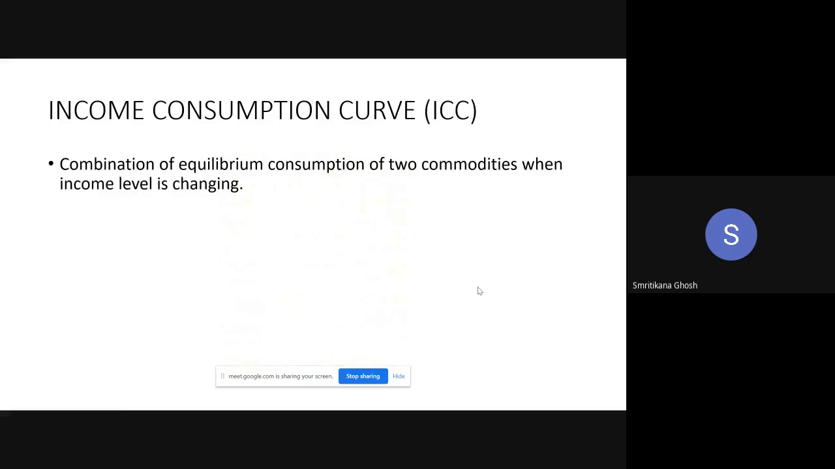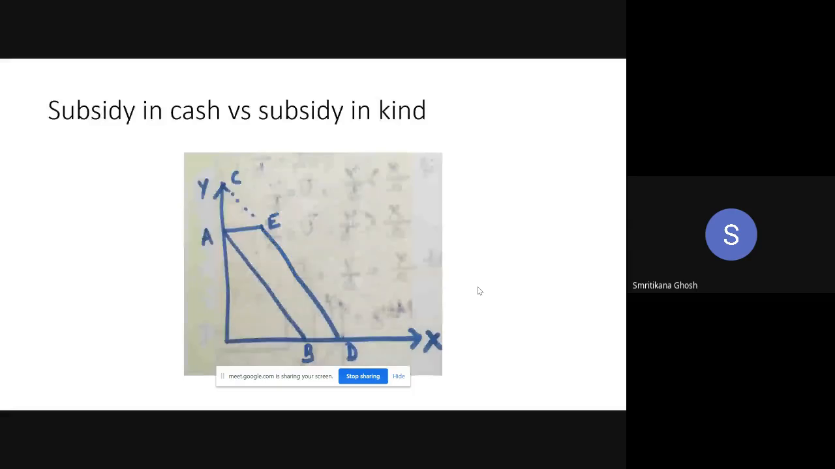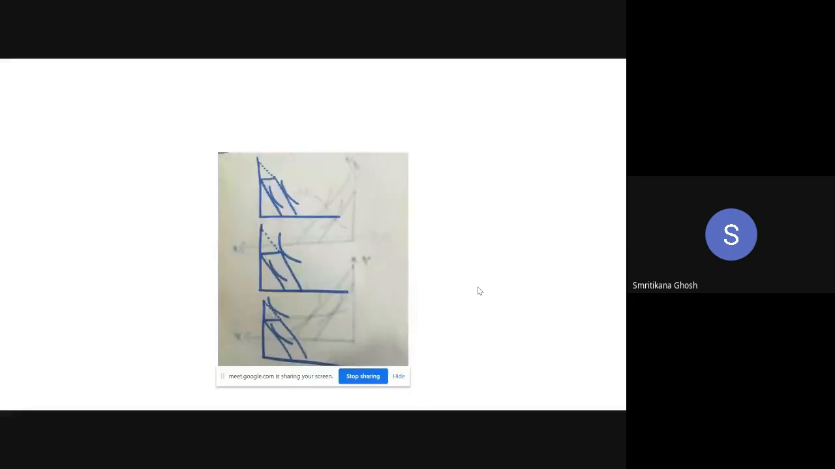So this is the new thing. In my last class, I discussed subsidy in kind and subsidy in cash. If you have any problem with that, you can ask me now. As we are waiting for your friends, if you have any query from consumer behavior, you can ask me. Ma'am, can you explain these last three graphs once more?